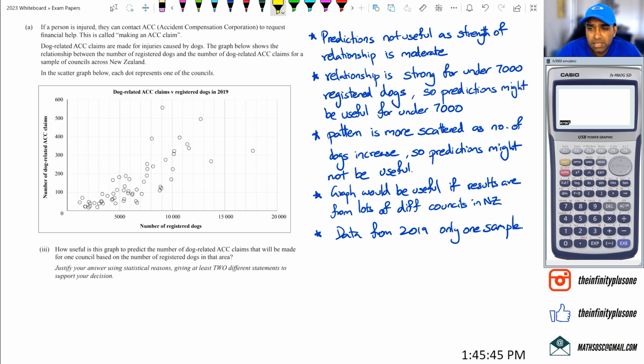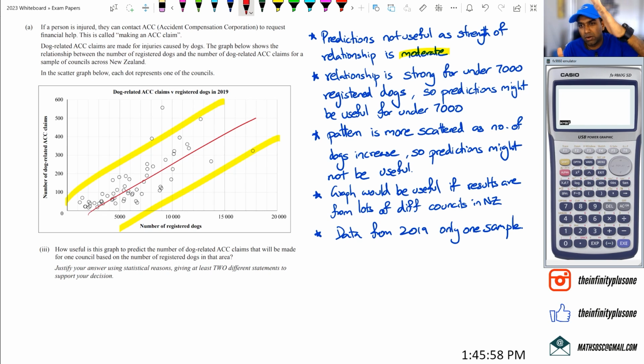Okay, so the first thing that we're going to talk about is the predictions are not useful as the strength of the relationship is moderate. Because remember how we talked about that line of best fit, and then that yellow part there is how spread apart the data is from that line of best fit. On the contrary, you might say predictions might be useful because the relationship is moderate. It's one of those questions where you can answer either, but as long as you justify it, you're pretty much good to go.